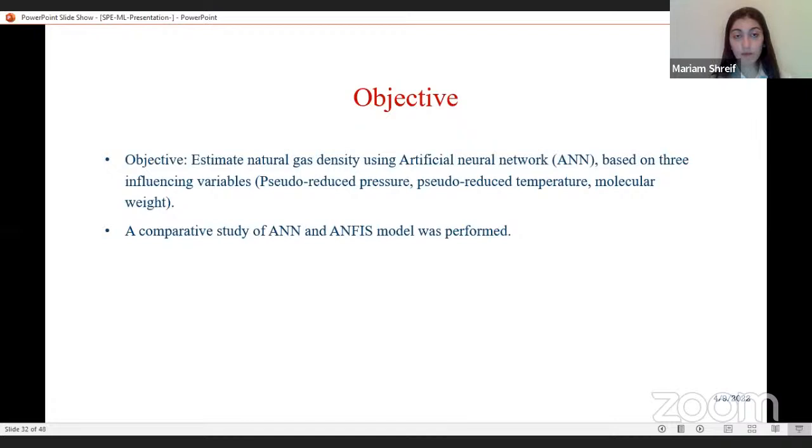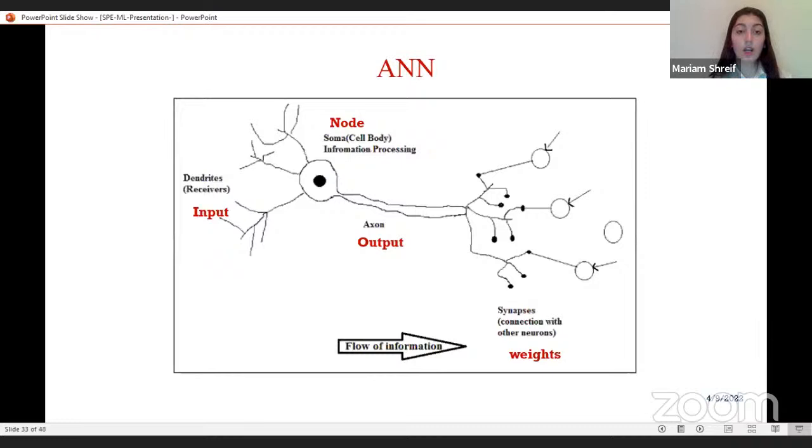ANN tries to mimic the human's biological neuron. So an ANN is similar to a neuron. A neuron has dendrites. Dendrites are the receivers. They receive information from other neurons. So an input in an ANN is similar to a dendrite in a biological neuron.